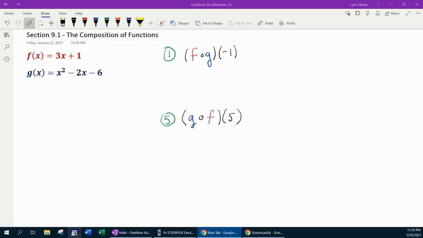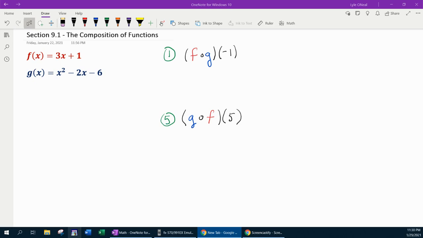Hello and welcome to our lesson on composition of functions. This is going to be from section 9.1 in our text. Let's jump right in. First of all, with an O'Neill description of what composition of functions is.